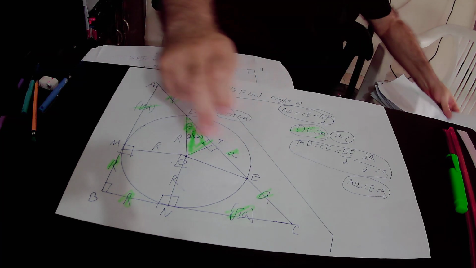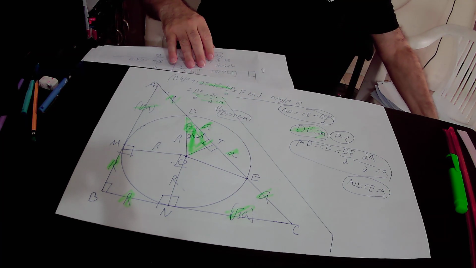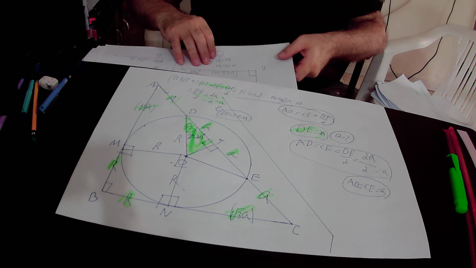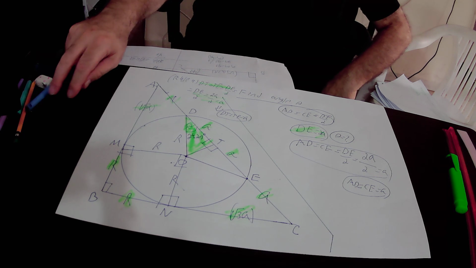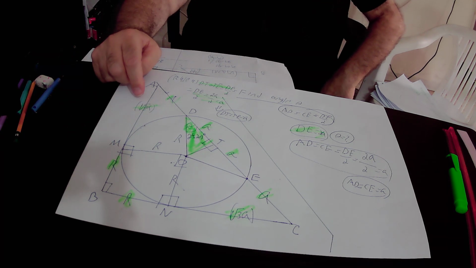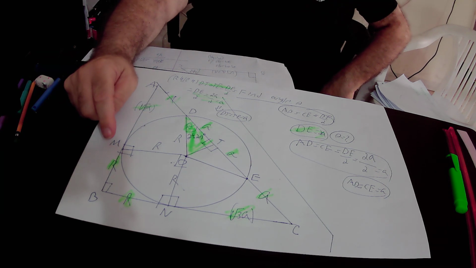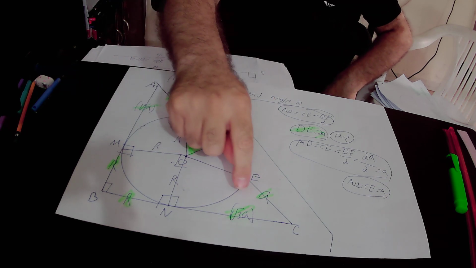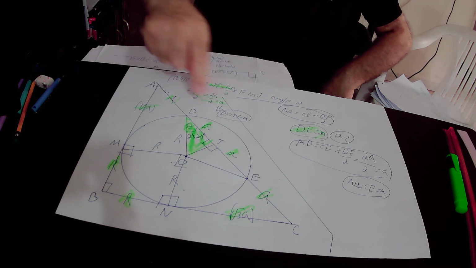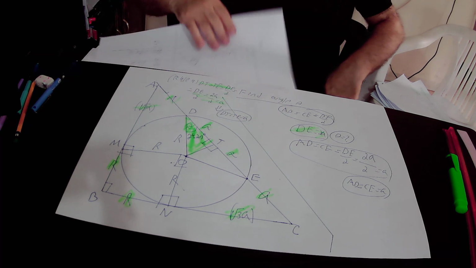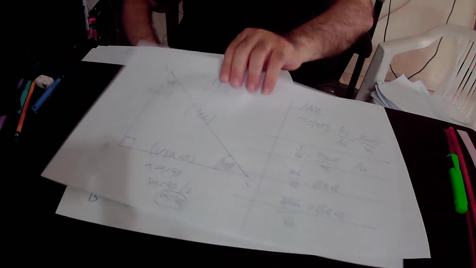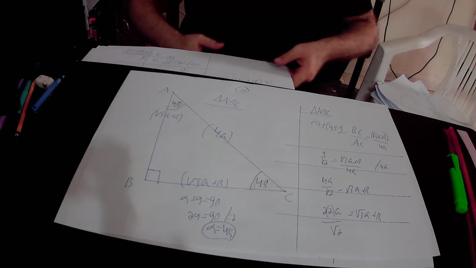Then I copy the right triangle ABC onto a new page and we analyze triangle ABC. Side AB of triangle ABC equals the square root of 3 times A plus R. Side BC is also equal to the square root of 3 times A plus R. And the hypotenuse AC equals A plus A plus A plus A, that is 4A.